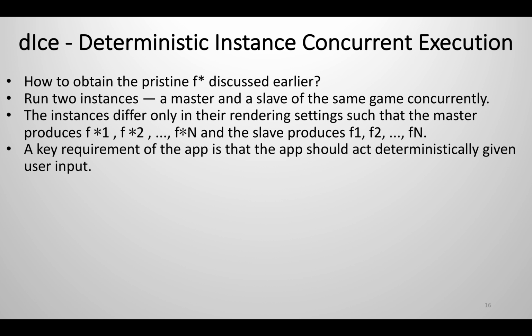The last component that we will discuss is DICE, deterministic instance concurrent execution. We mentioned earlier the SSIM score and the pristine image with the highest settings, but the question is how do we get this to compare all our live session frames to? First, before we even play the game, we run two instances, a master and a slave, of the same game concurrently. The master will have the highest settings and the slave will have different rendering settings, and they will be provided the same inputs.